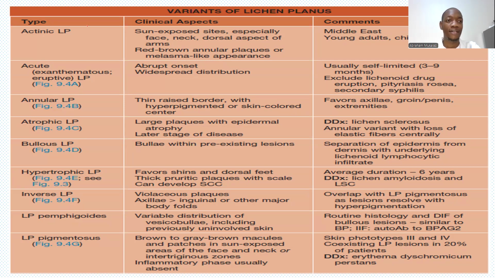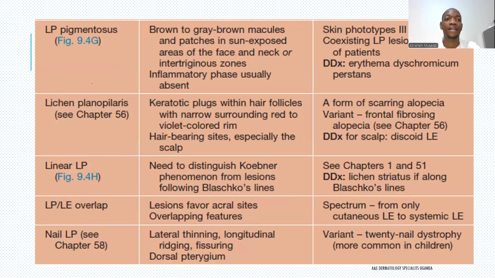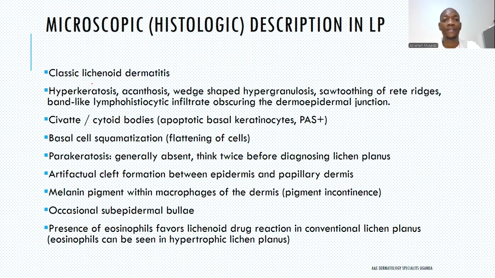So we have actinic lichen planus, acute erythematous lichen planus, also called eruptive, annular. You can have atrophic, bullous, hypertrophic, inverse, lichen planus pemphigoides, lichen planus pigmentosus, lichen planus pilaris, linear lichen planus, lichen planus lupus erythematosus overlap, nail lichen planus, and all these are the different pictures.